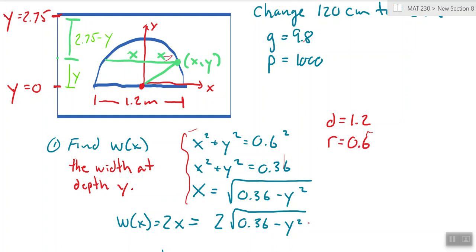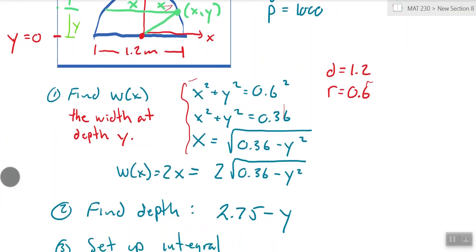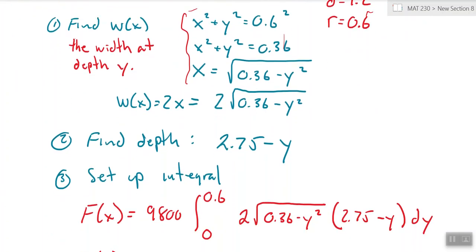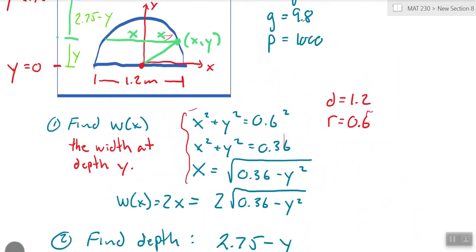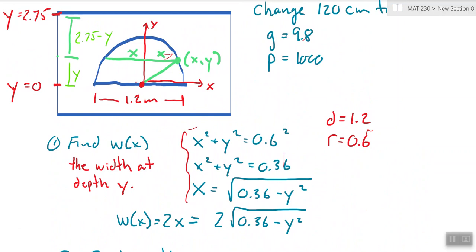The other thing we need to do is find the depth function, which I've already said is going to be 2.75 minus y. So that's the depth function. Then all we have to do is set up our integral. The integral is going to be the density times acceleration due to gravity, 9.8 times 1,000, or 9,800. The bounds are going to be from 0 to 0.6, because remember, 0.6 is the radius of the circle. So we're going from 0 to 0.6, which would be right up here.